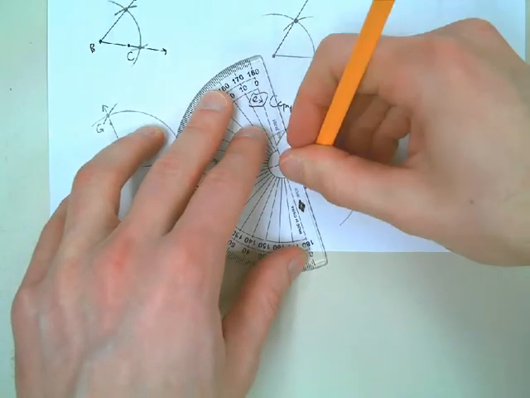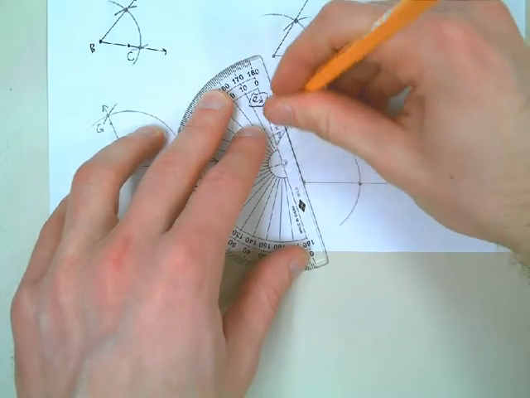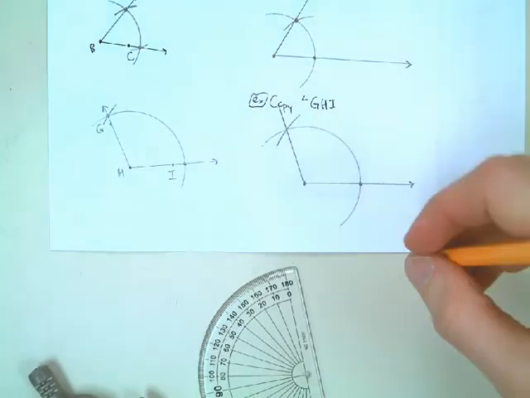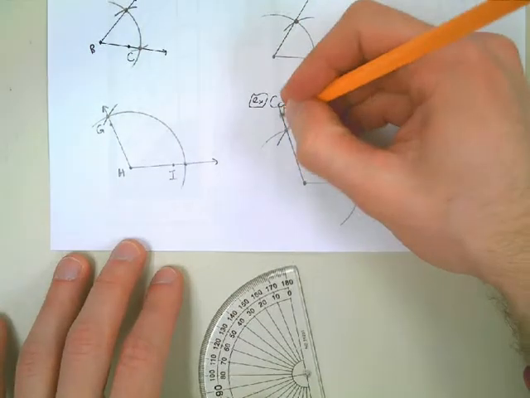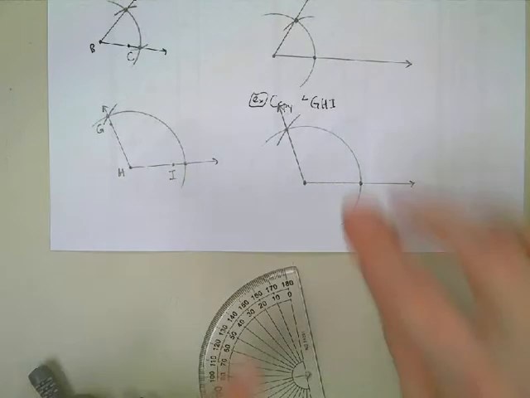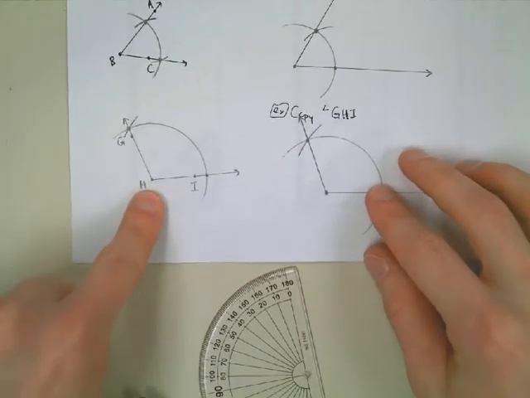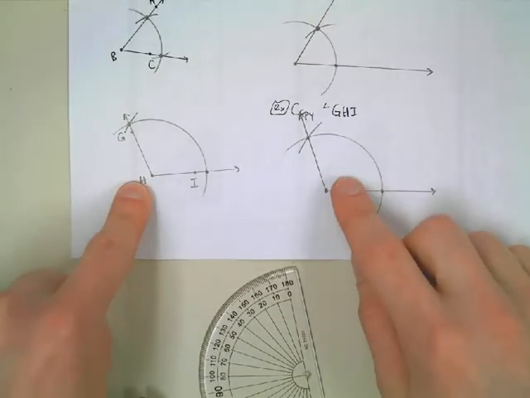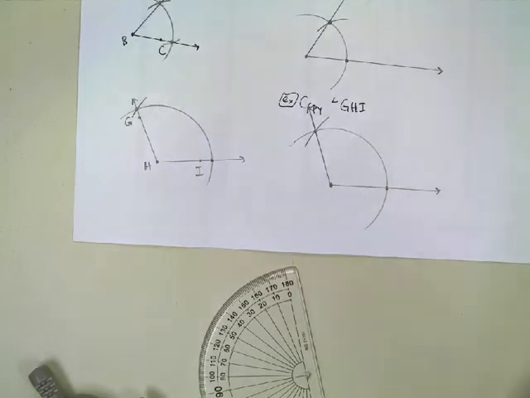Okay, and so there's the copied angle. Now, since we're copying these angles, how should the measure of this angle compare to the measure of this angle? They should be the same. They should be equal, right? You're getting this stuff okay, right? Okay. So that's right.